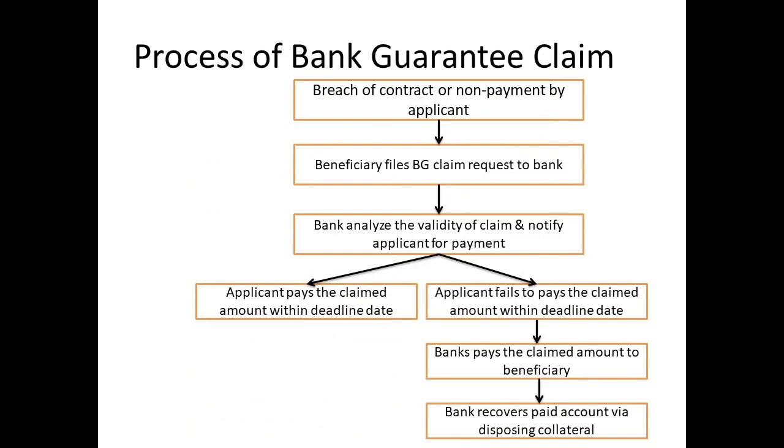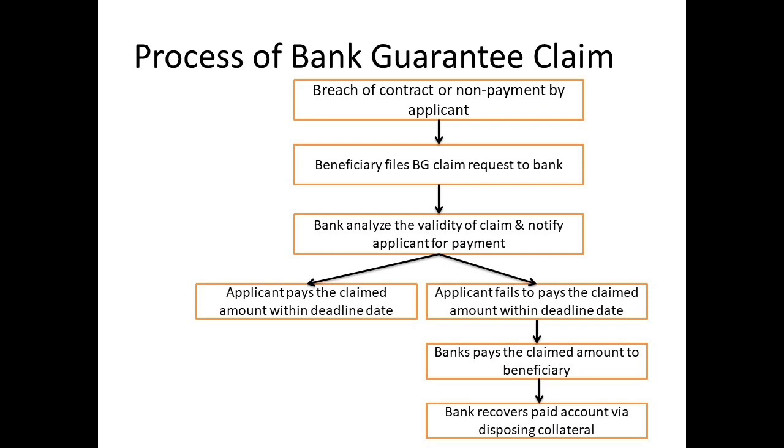Now let's talk about the process of bank guarantee claim. A bank guarantee claim is made by the beneficiary in case the applicant fails to pay its debt or breaches the contract between themselves. If a beneficiary finds a need for a bank guarantee claim, they can do it by providing a claim letter to the bank that had issued the bank guarantee. After receiving a bank guarantee claim letter from the beneficiary, the bank then analyzes the validity of the claim and notifies the same to the applicant for payment of the claim amount within a specific short period according to the prevailing law.